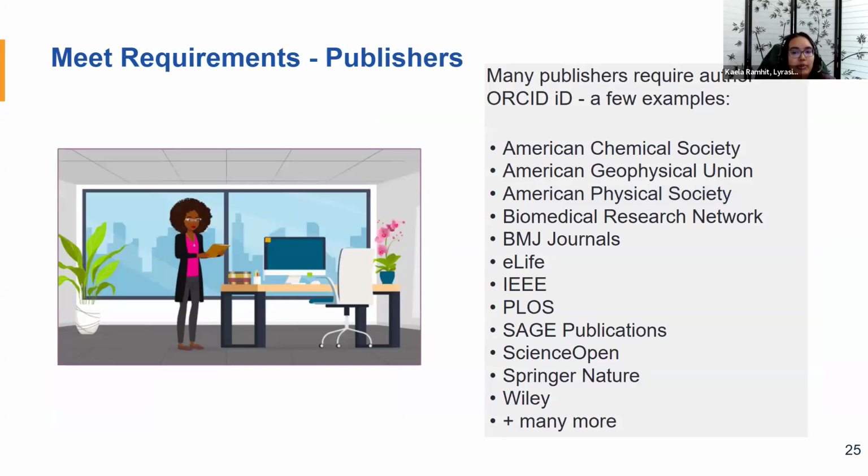So ORCID can also help with meeting requirements for publishers. When you submit your manuscript to a publication, often your publisher will ask or require you to include your ORCID ID. So here's a list of some of those publishers: the American Chemical Society, IEEE, Springer Nature, Science Open, Wiley, as well as many more.